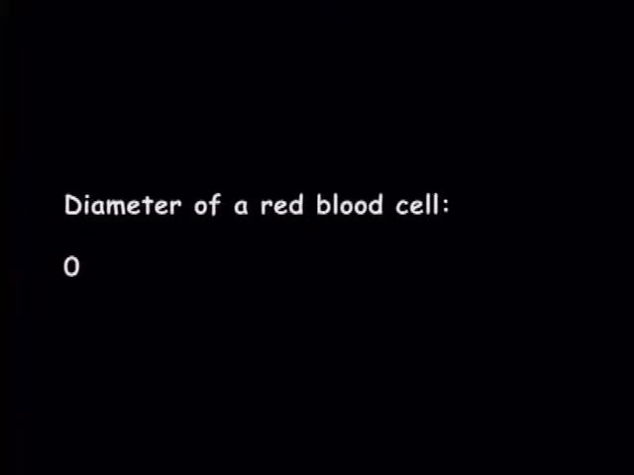The diameter of a red blood cell is approximately 0,0075 millimeters. That is 7.5 thousandths of a millimeter. In scientific notation, that is 7,5 times 10 to the power -3 millimeter.